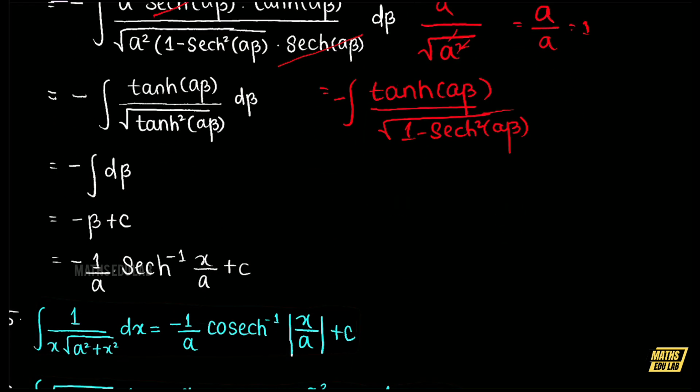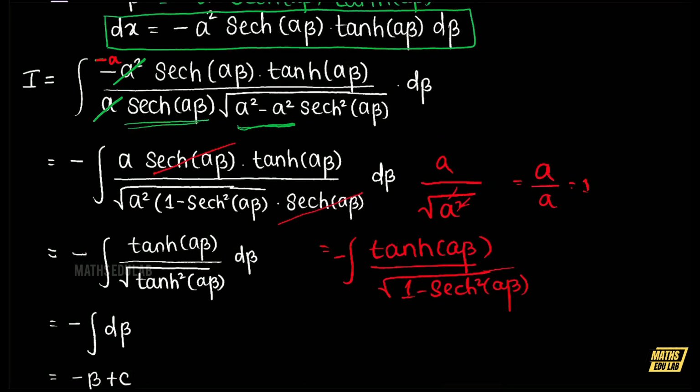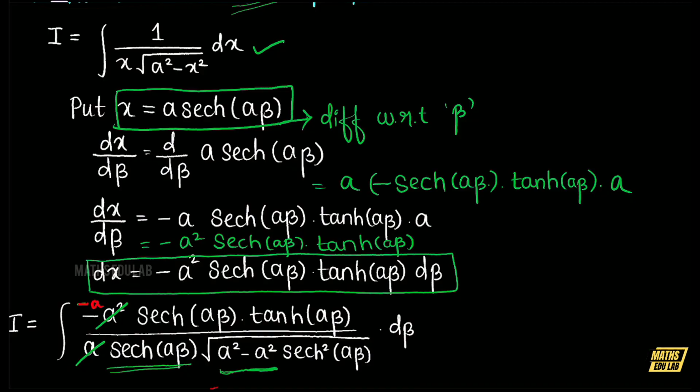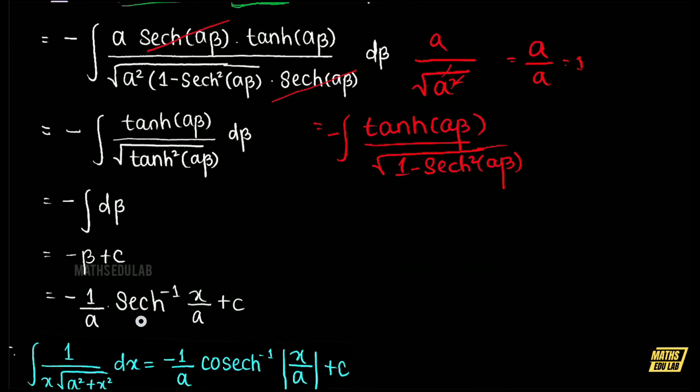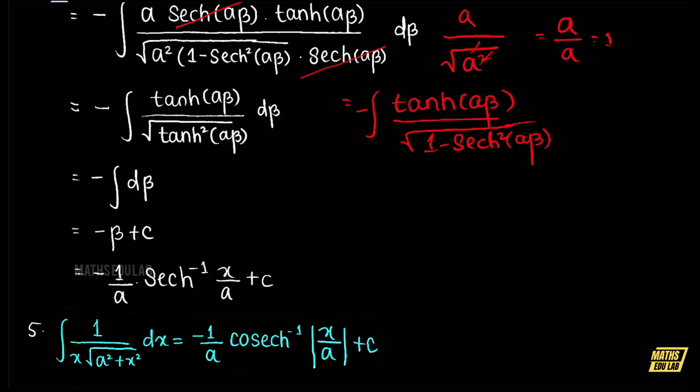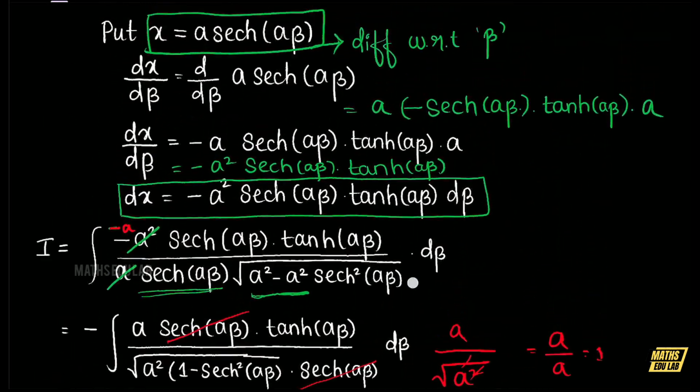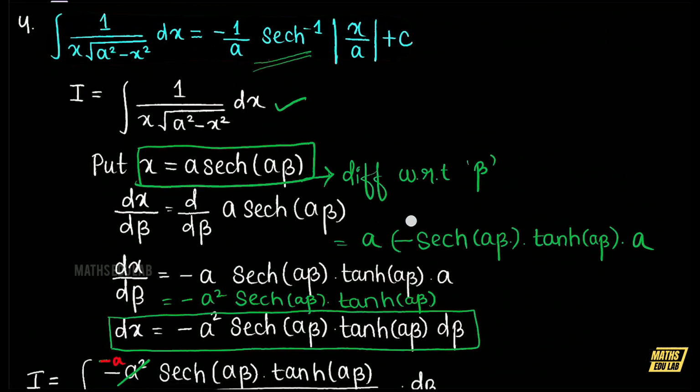So integration of dβ is nothing but β plus c, and the β value was, here we got, that is β value is nothing but if you see here, after changing this value, I got the value as minus 1 upon a sech inverse x by a plus c. So this is the fourth formula of special formulas of hyperbolic functions.